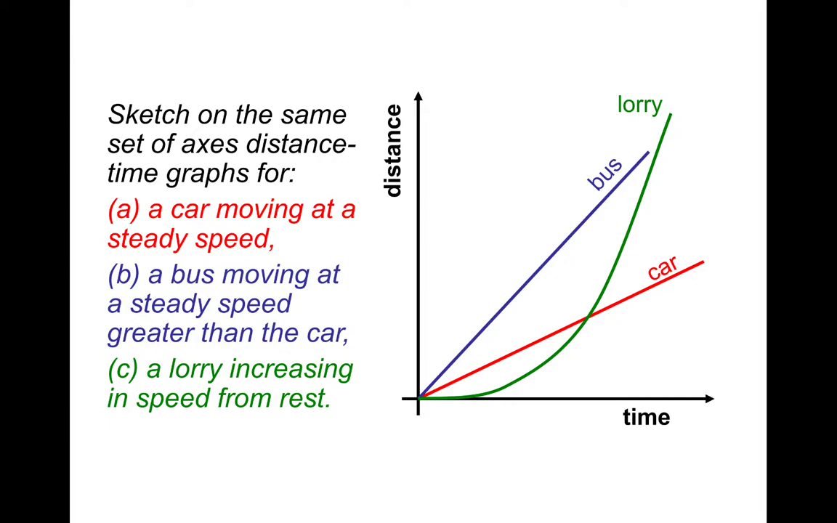So as you can see, the gradient's increasing because it's increasing in speed. Obviously the steeper the gradient, the faster it's going. So it starts off with a low gradient and then gets steeper and steeper to show that it's actually getting faster, or accelerating. Okay, let's move on. Hopefully that one went okay.